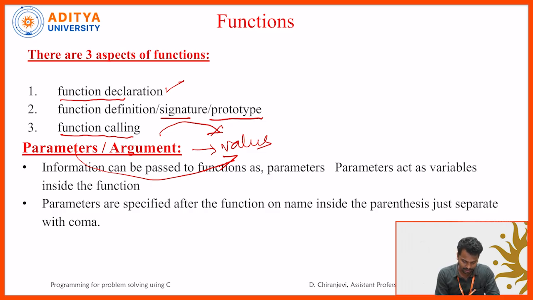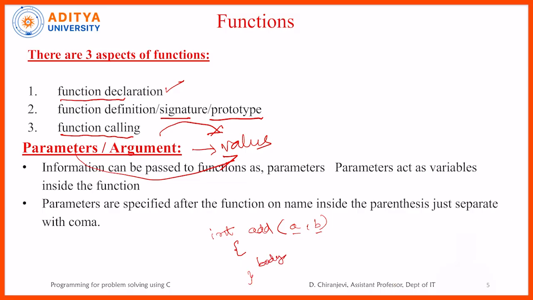Let's say I am writing a function int add. Now if I want to pass two values to perform the operation, then I will write a comma b. Here a and b are the arguments or parameters. Now this is a function definition, so I am not writing any semicolon. This is the body of the function. Here a and b are the parameters.